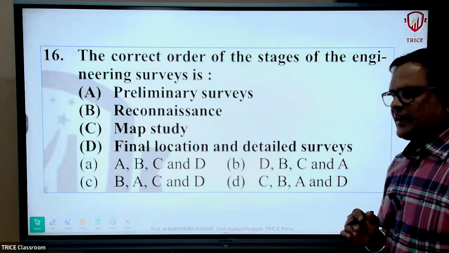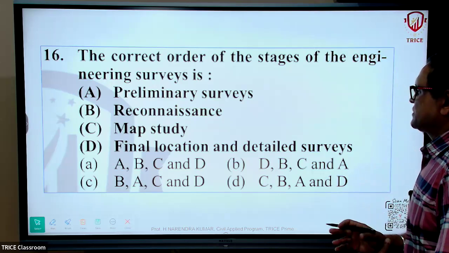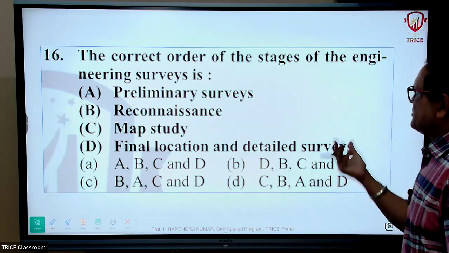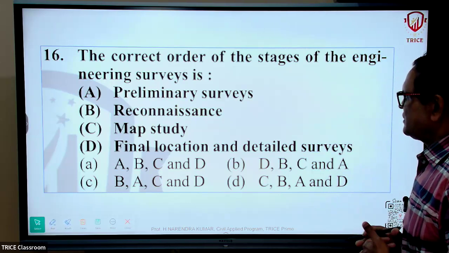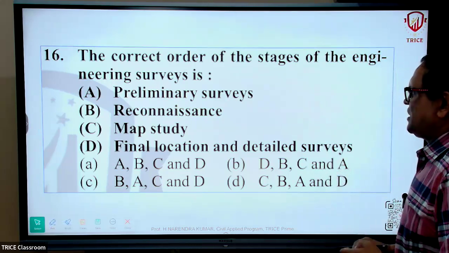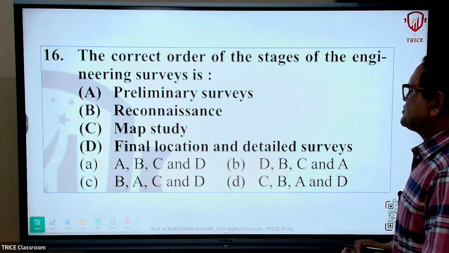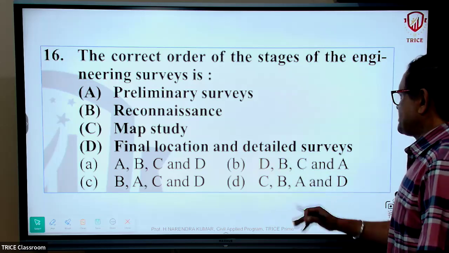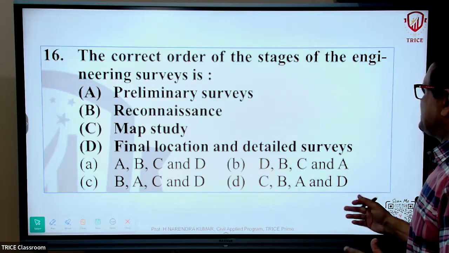Usually, such a type of question will carry 2 marks in the examination. The correct order of stages of engineering surveys. As a civil engineer, you need to know the specific order, because there are different types of surveys that we conduct in any engineering survey. So, what is the order? Final location is the last thing, and preliminary survey. Now, you are all familiar with a few terminologies here. There are options given: preliminary survey, reconnaissance survey, map study, final location, and detailed surveys. There are 4 options given here: ABCD, DBCA, BACD, or CBAD.